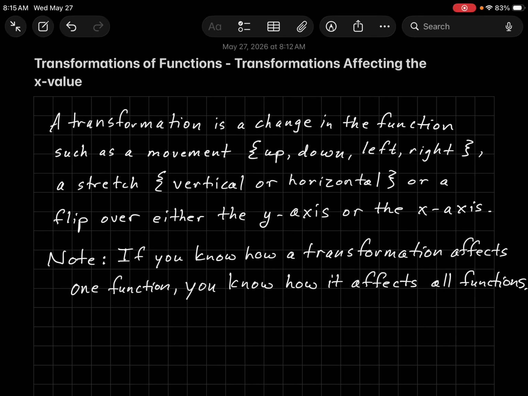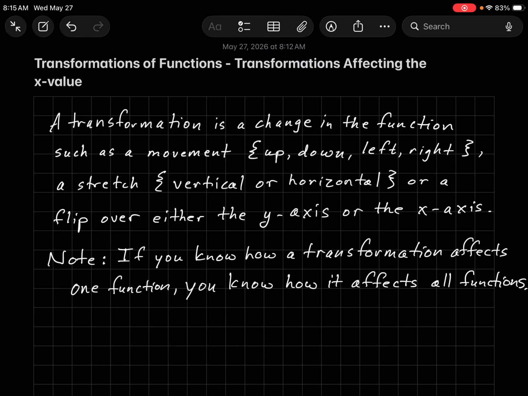Transformations of functions affecting the x value. A recommendation: if you have not watched the video on transformations affecting the y value, I suggest you go back and watch that now, because we will reference some of the ideas we learned in that video to help us understand the transformations affecting the x.